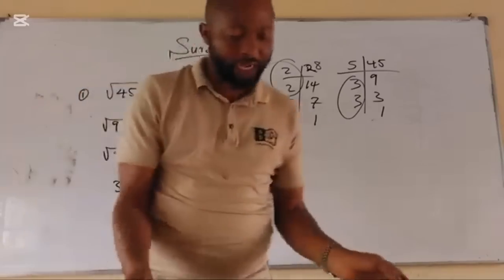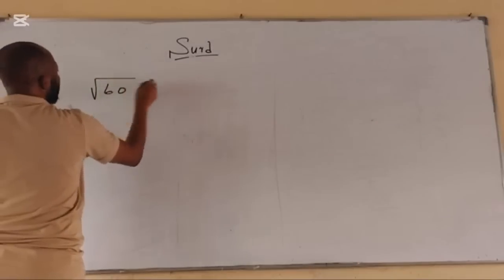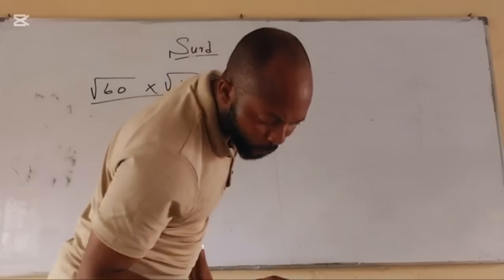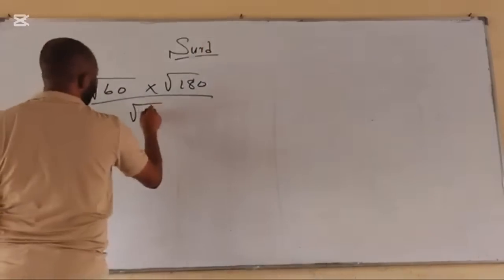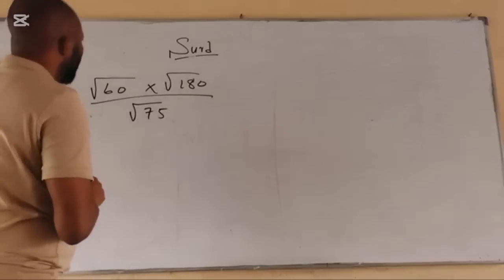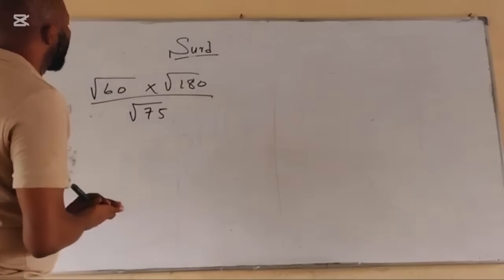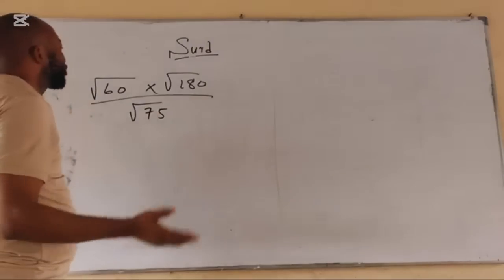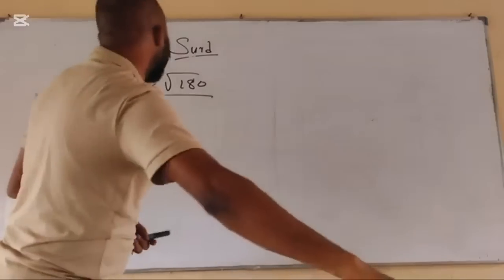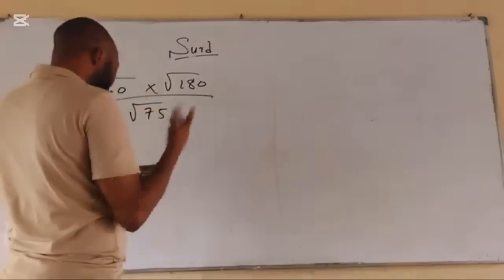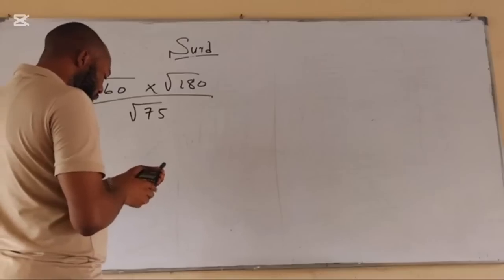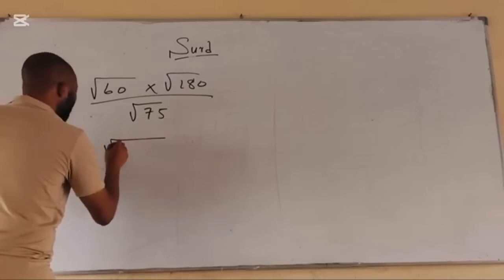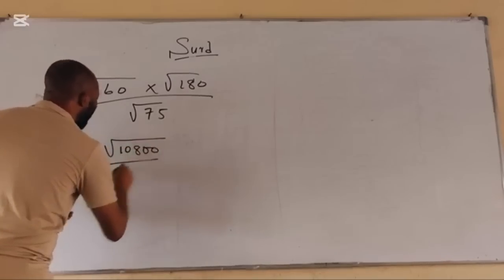So let's take another example. Root 60 times root 180 divided by root 75. Now, instead of simplifying it, I can just multiply through and get to a common base and proceed. 60 times 180, let me make it in a bigger form. 60 times 180. Okay, here I have root 10,800 over root 75.